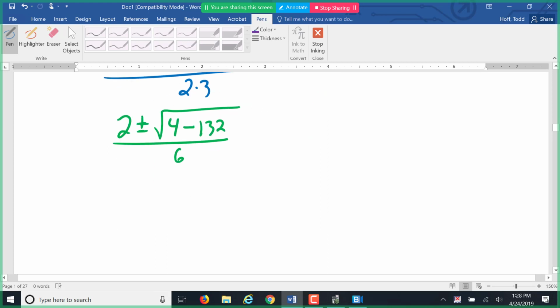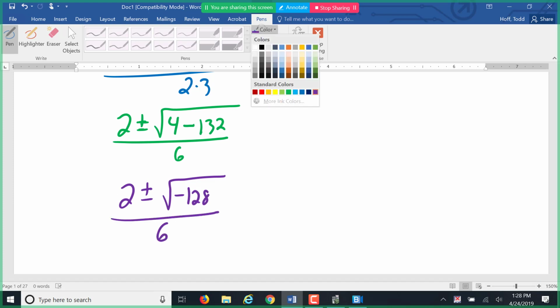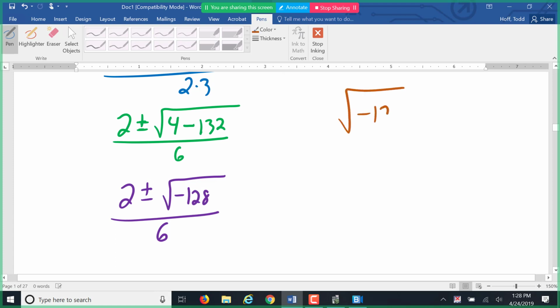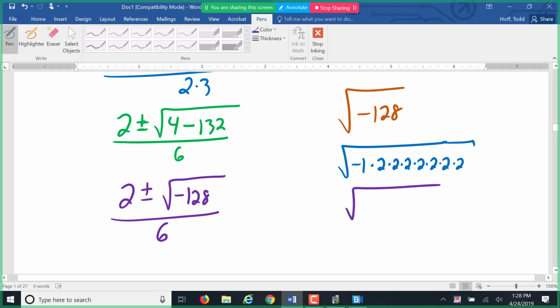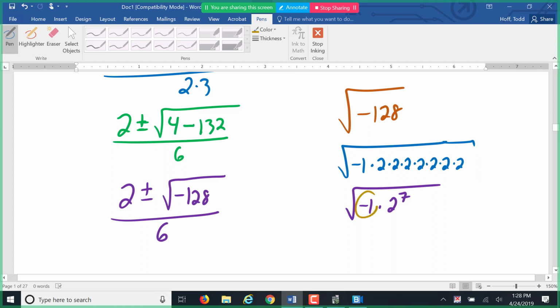Here's where the issue comes up. 2 plus or minus 4 minus 132 is a negative 128. The square root of a negative 128 needs to be explored a little bit. I'm going to break that down into the square root of negative 1 times 2 times 2 times 2 times 2 times 2 times 2 times 2. In other words, it's negative 1 times 2 to the power of 7. Which means, of course, I can bring the negative 1 out to make it an i.